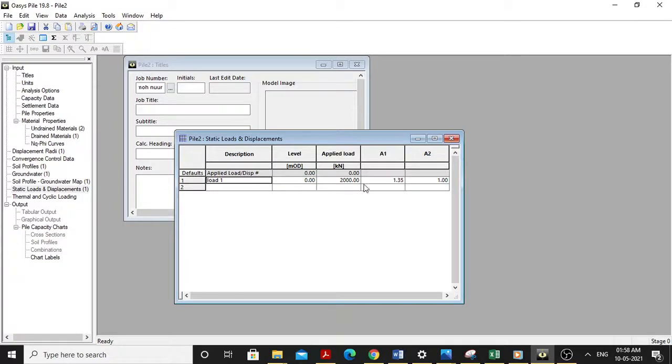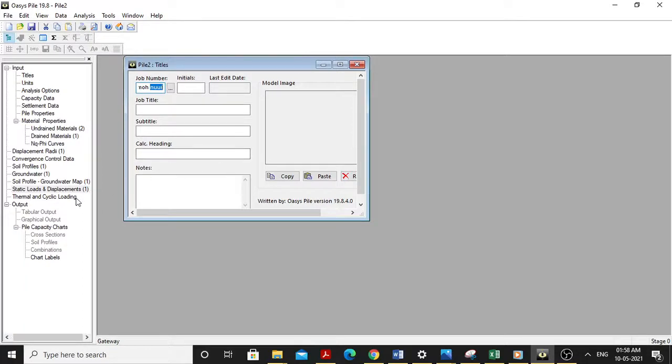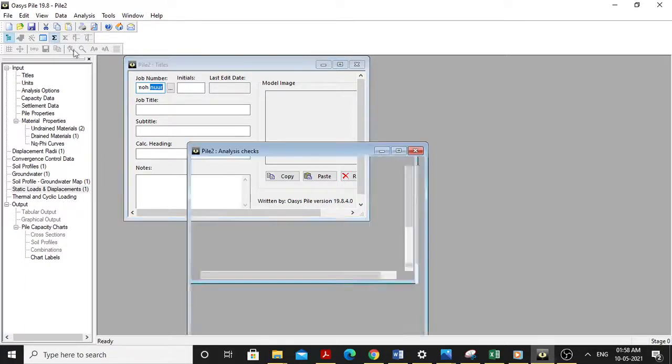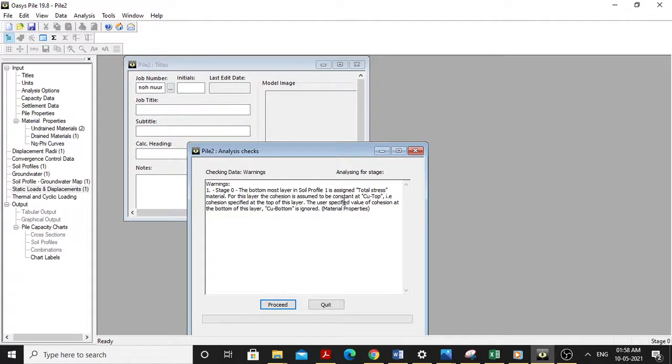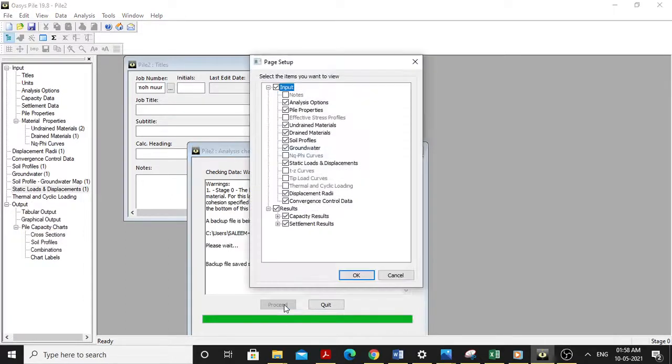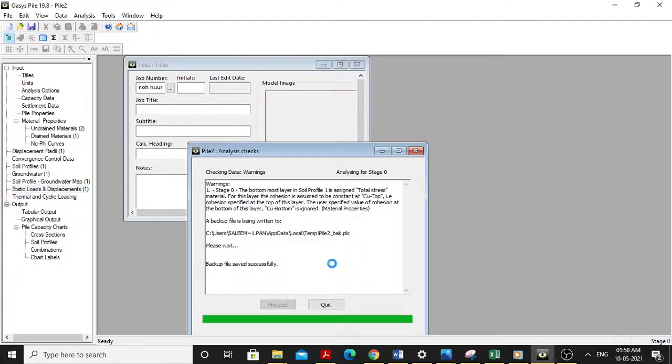We have given this increment because you needed the load capacity curve, the load settlement curves. So why do it individually? It is easy to extract the data as a whole. After this, you can just run the analysis. If you see, this warning is coming, but the soil will not be affected by this. The layer is showing that the CU bottom is ignored, but it doesn't get ignored because we have assigned a third layer also. So there is an equal distribution of the layer. You can just select OK.